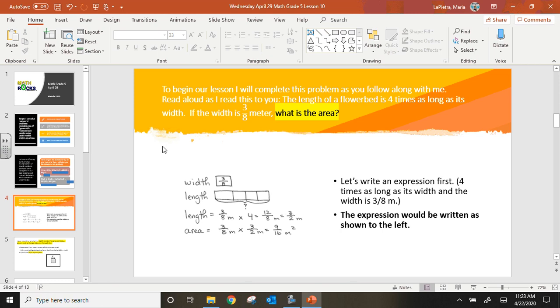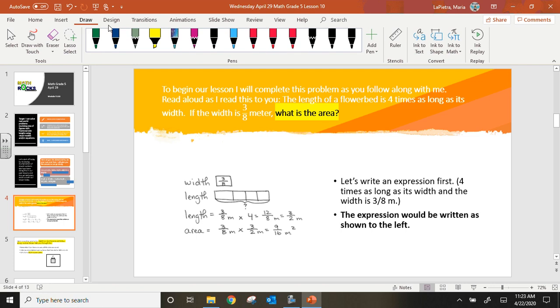We have to write an expression first. 4 times as long as its width, and the width is 3/8. So let's write that. I'm going to say 4 times 3/8.